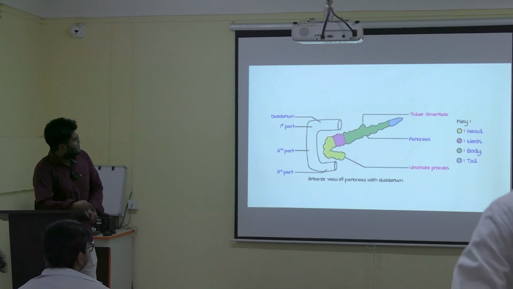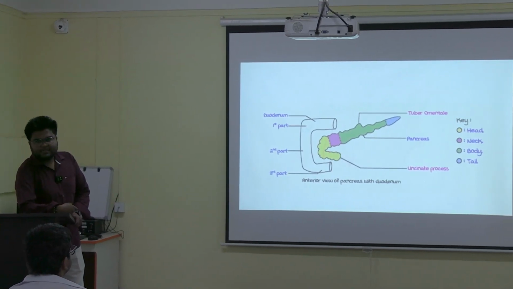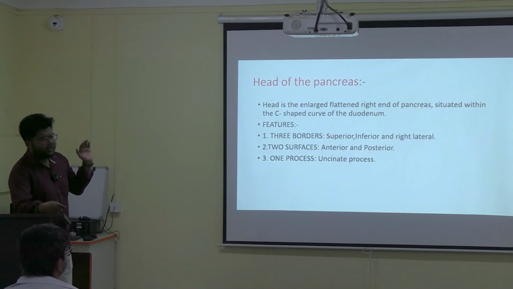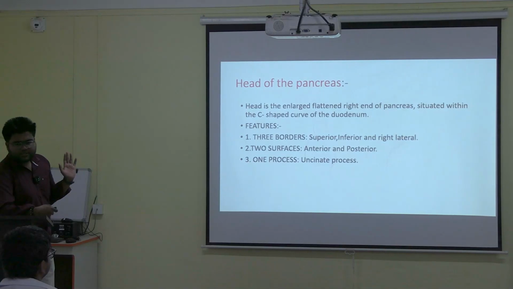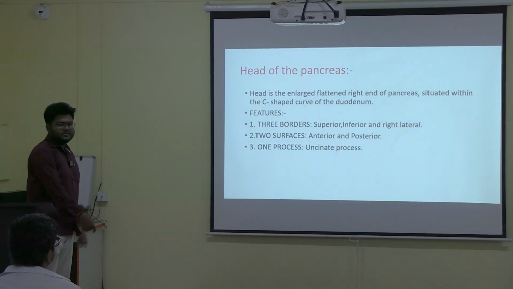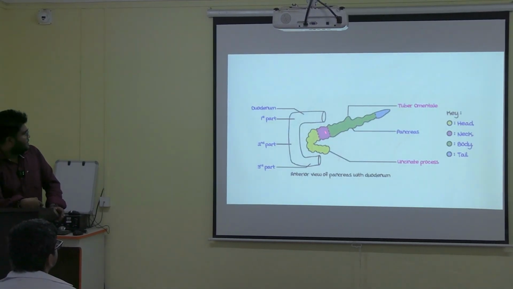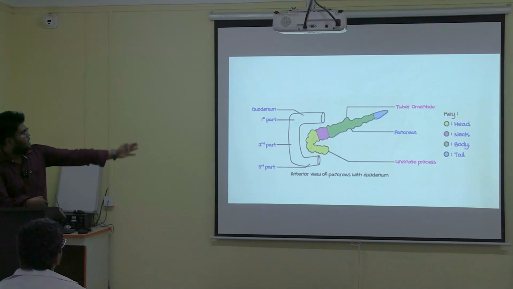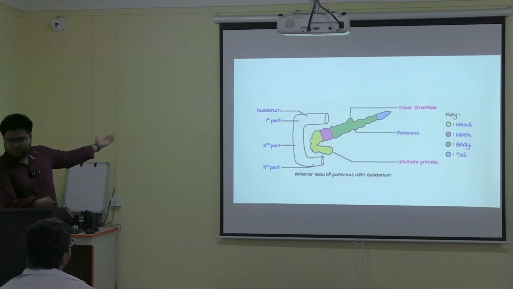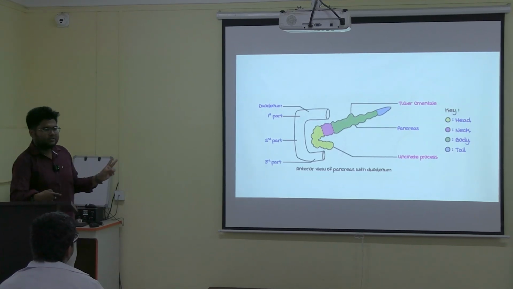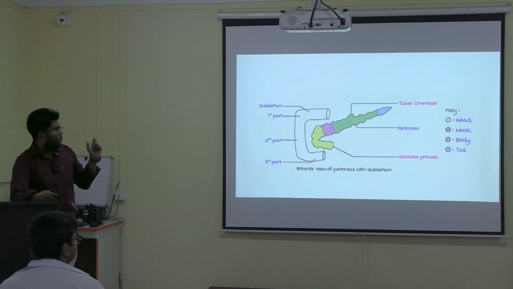Superior, inferior, and this is the right lateral border. So there are 3 borders, superior, inferior and right lateral, and the anterior and posterior surface, and one uncinate process is present. This is the head mainly. Next the neck. In the neck there is an anterior surface, a posterior surface, a superior border and an inferior border. So in the neck part there are 2 borders and 2 surfaces. So this is your pancreas, which has 4 parts: head, neck, body and tail.